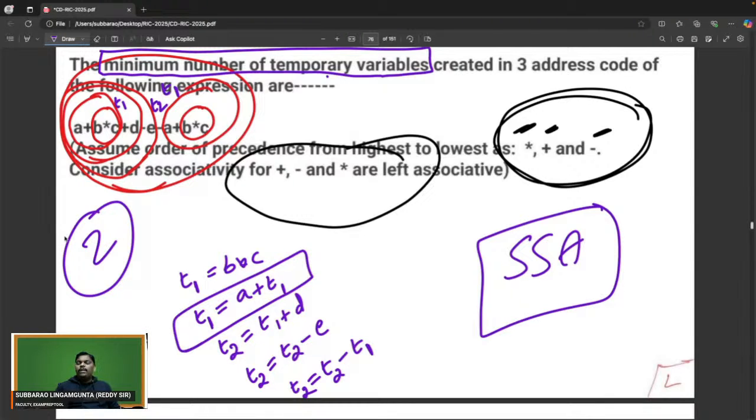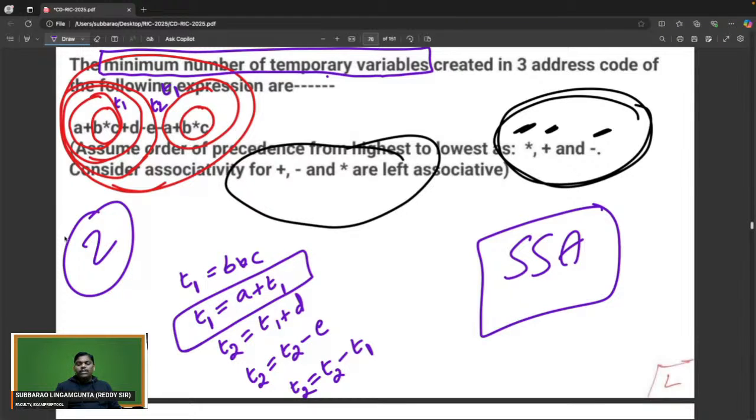The minimum number of temporary variables created in the 3 address code of the following expression is. Fine. Can we go further?